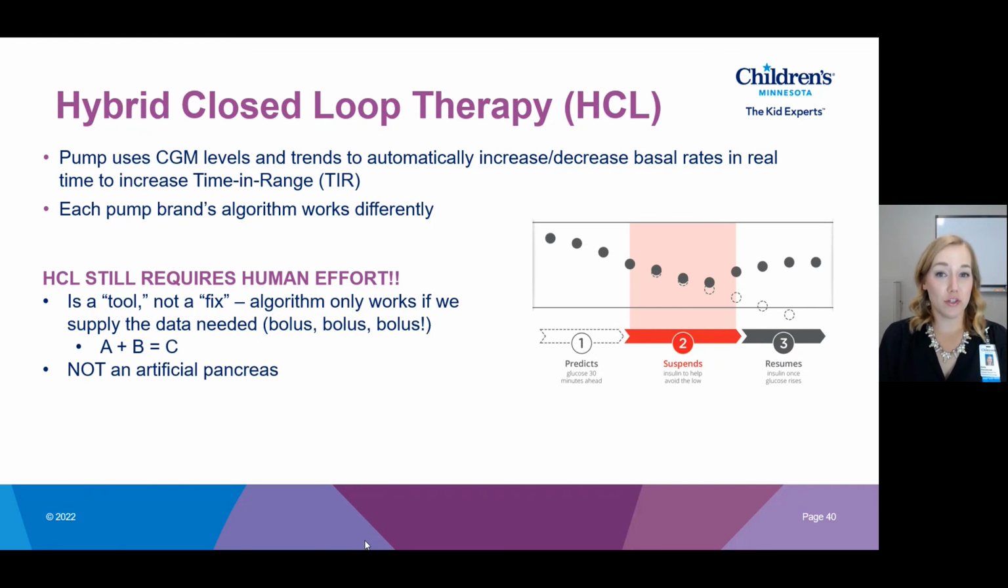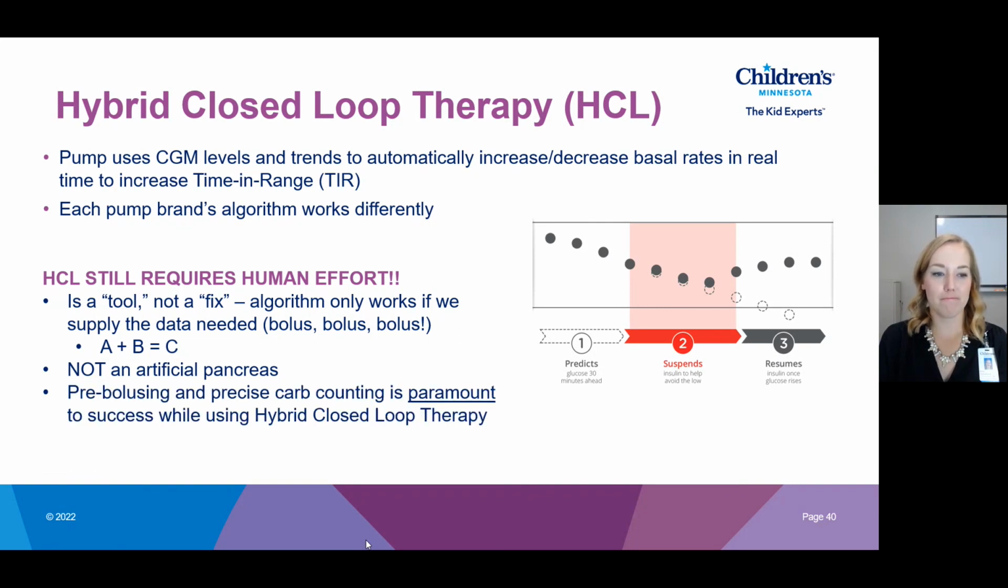Again, this is not an artificial pancreas. This is simply hybrid closed loop therapy. And with hybrid closed loop therapy, really the two main behaviors that you can do to have success on the system is pre-bolusing and accurate, precise carb counts. If you're not actively doing this already, then I would not recommend starting on hybrid closed loop therapy. Instead, I would start on a more basic system, work on your pre-bolusing and carb counts, and then upgrade to the hybrid closed loop smart system.